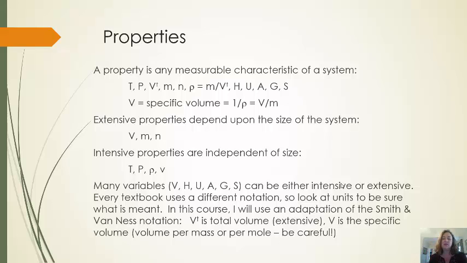I'm not going to exactly use the notation from Smith and Van Ness, but I will try to put a superscript T when it's total volume, and no superscript means it's on a per mole or per mass basis. But even with that, they're not very consistent in the book. So just be really careful and always pay attention to the units.